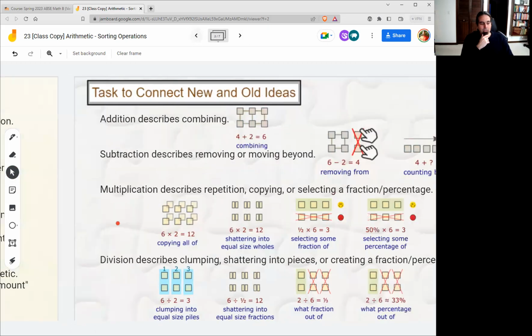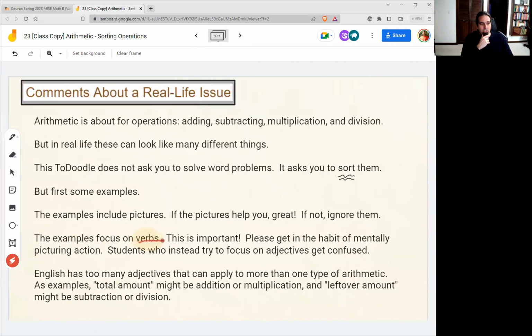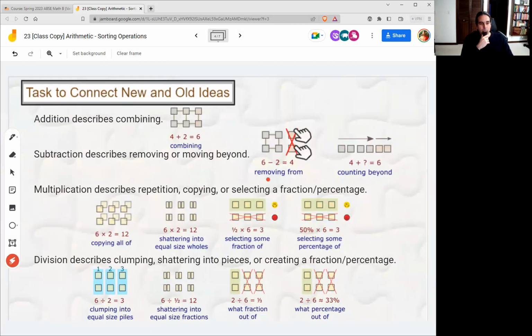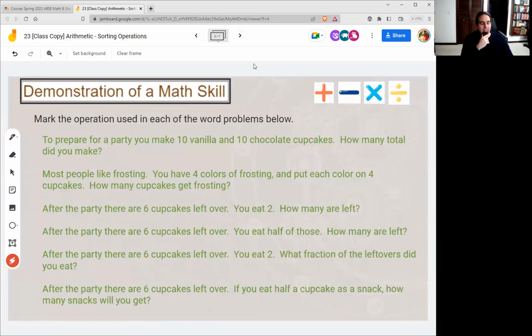Remember to think about the verbs, the actions, right? Are we shattering? Are we copying? Are we combining? Are we removing? Yeah, that will help you. So I'm going to pause the recording for now and let you work on this, and then I'll resume the recording and ask you to sort of defend your answers for the people who are at home.